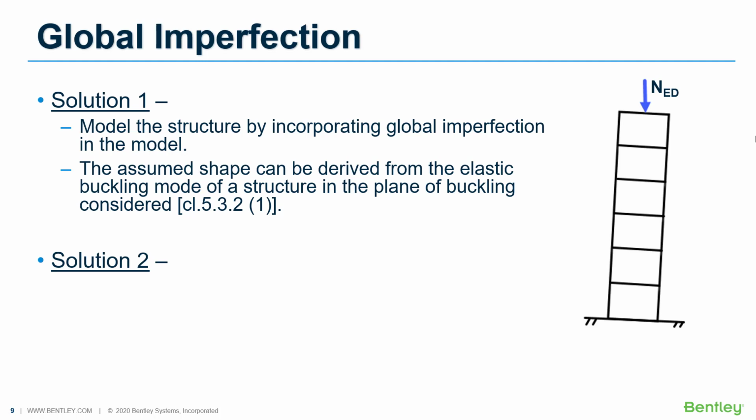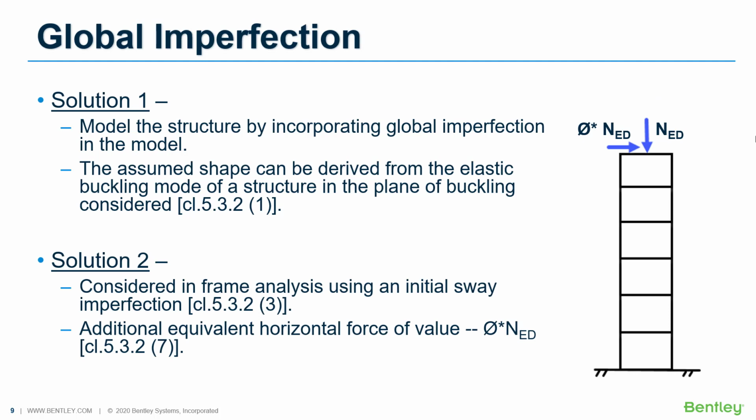There is an alternate method where we can model the structure without considering the imperfection. Means during modeling we are considering the structure to be straight without any imperfection, and during application of load along with all the gravity load we need to apply an equivalent horizontal load which is in proportion with the applied vertical load, as if we are pushing the structure laterally to cause the imperfection.